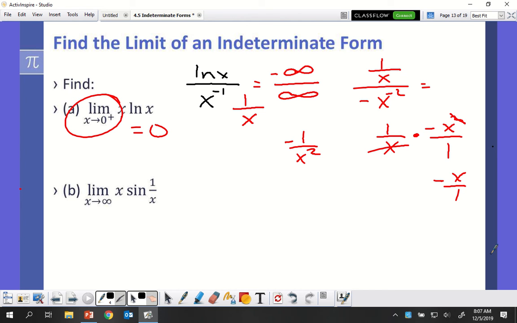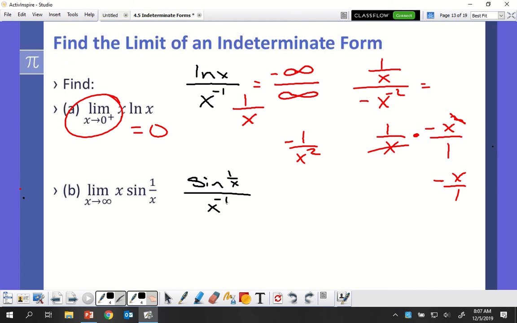So how would I do that? Move the x under, to the bottom, right? Yes. Okay. So let's move the x to the bottom. So I'm going to have sine of 1 over x over x to the negative 1, right? Yes. x to the negative 1.